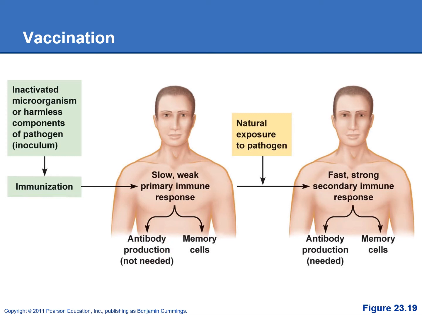But what's important that's produced are the memory cells, and so they will be long-lived, perhaps the rest of your life. Some of them are shorter, and they will protect you in case you are exposed to the disease later on. And then if you are exposed later on to, say, the measles, then those memory cells are going to respond very quickly and very strongly in the secondary immune response, and you don't get sick.